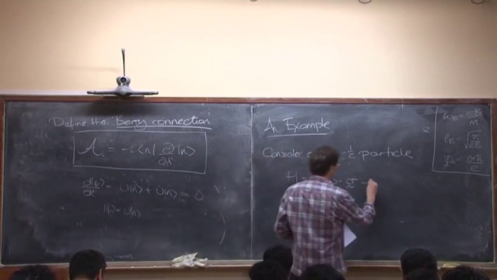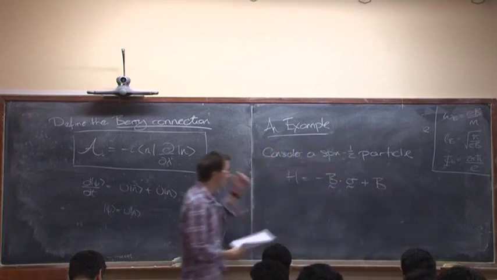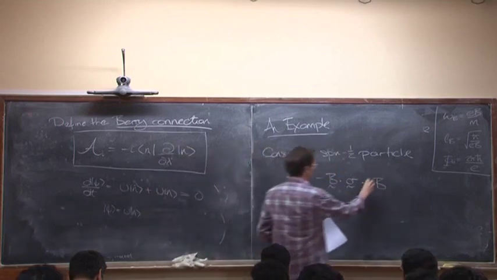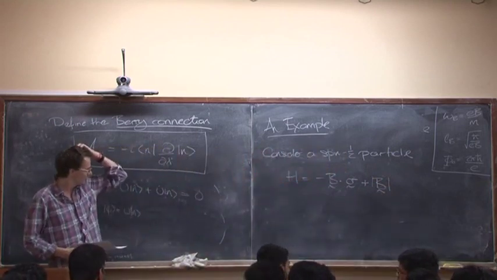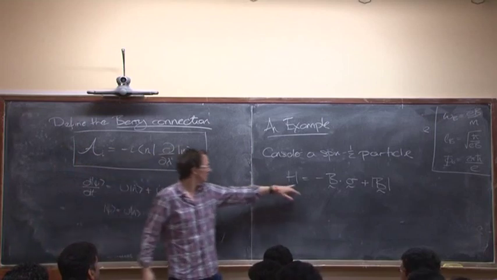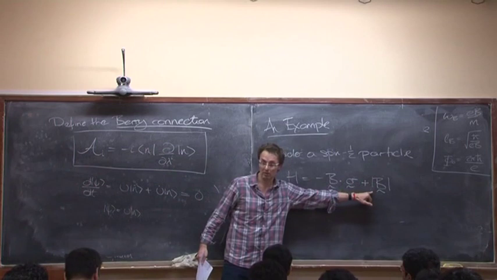So I'm going to add to it B, which is the magnitude. This was Sandeep's issue, to add explicitly to the Hamiltonian the E0.